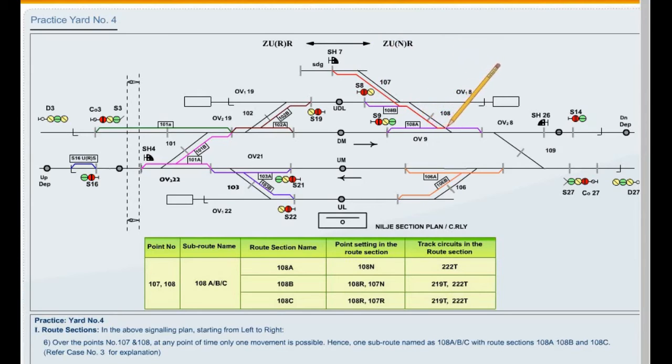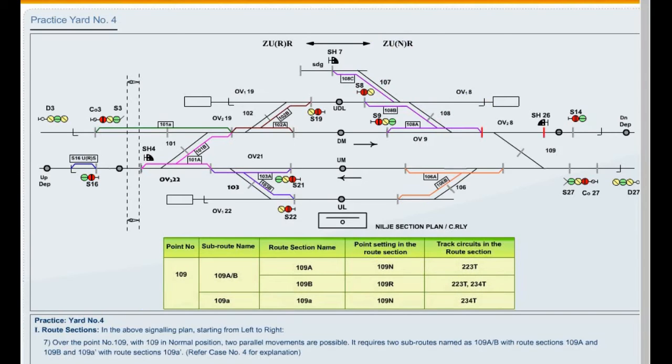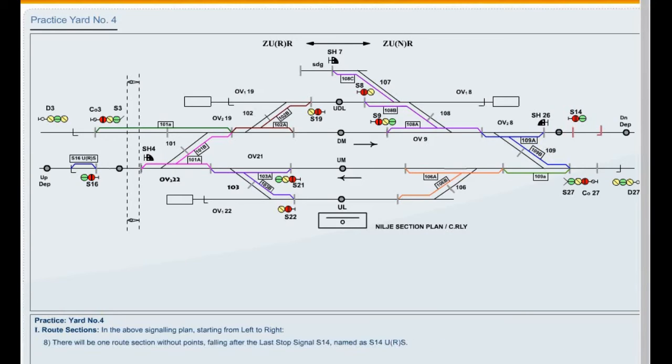Click on the case number 3 for explanations. Over the point number 109 with 109 in normal position, two parallel movements are possible. It requires two subroutes named as 109A by B with route sections 109A and 109B, and 109 small a with route section 109 small a. Click on the case number 4 for explanations. There will be one route section without points falling after the last stop signal S14, named as S14 URS.